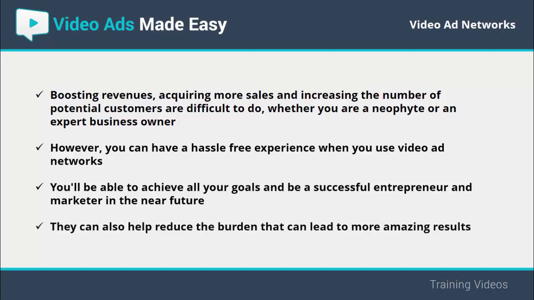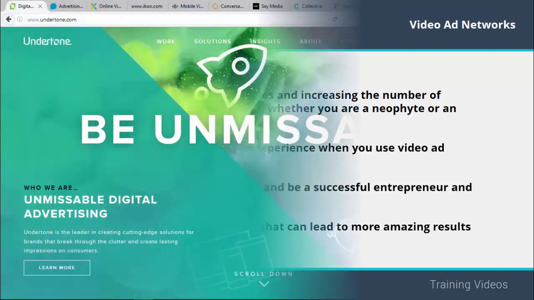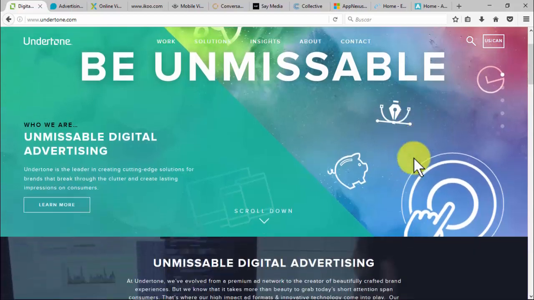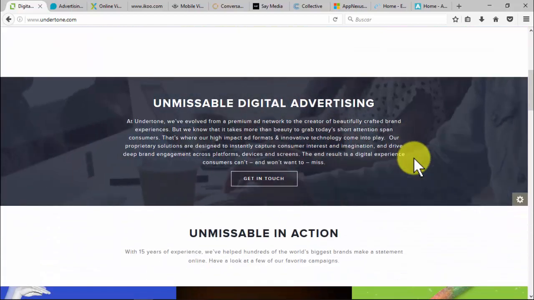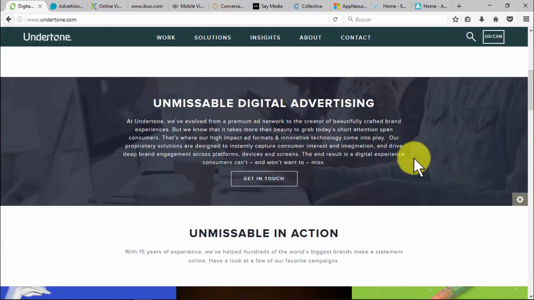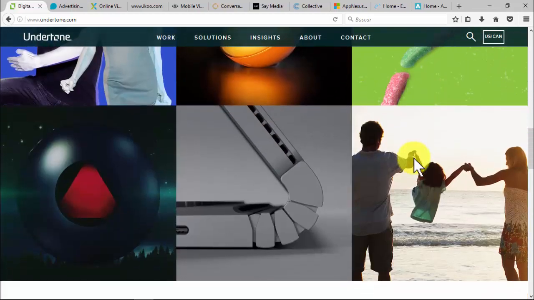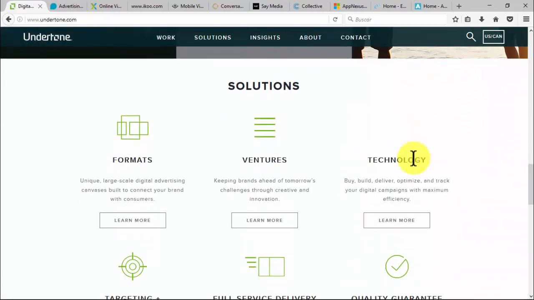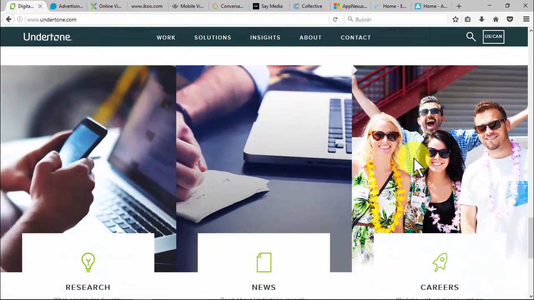They can also help reduce the burden that can lead to more amazing results. Below are some video ad networks for you to consider. Undertone. This video ad network is one of the leaders in providing effective and efficient solutions for any brand or business. It can help provide a lasting impression among your target customers that can result to more sales and revenue.